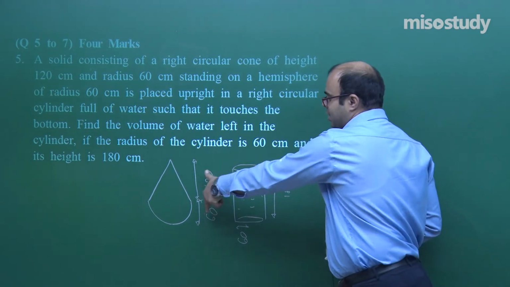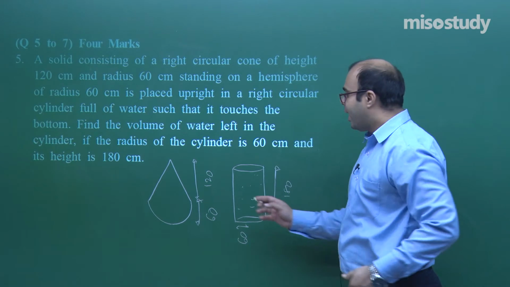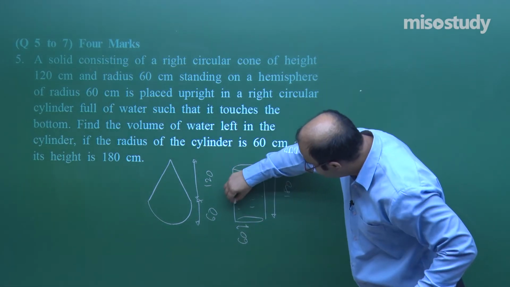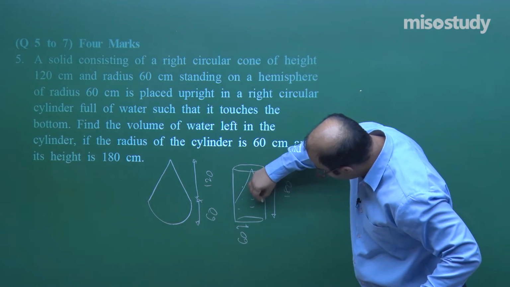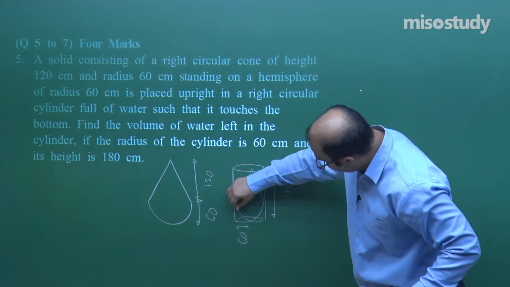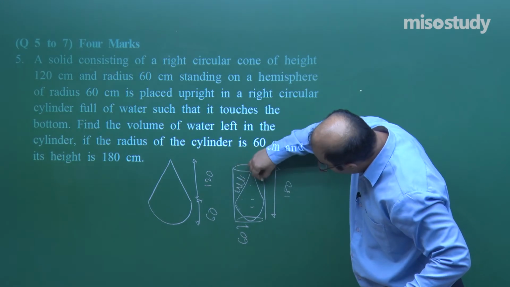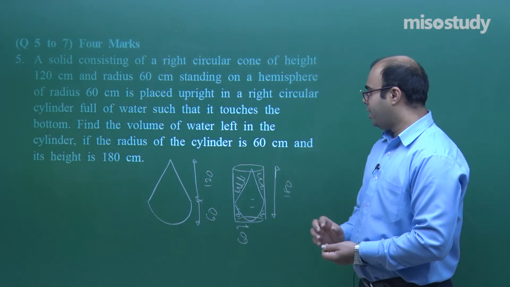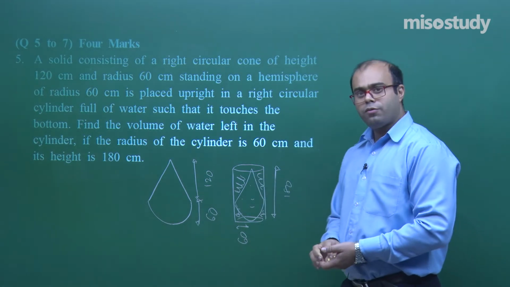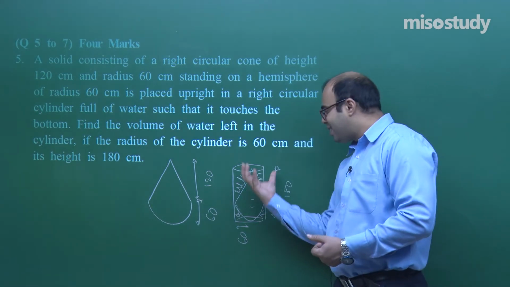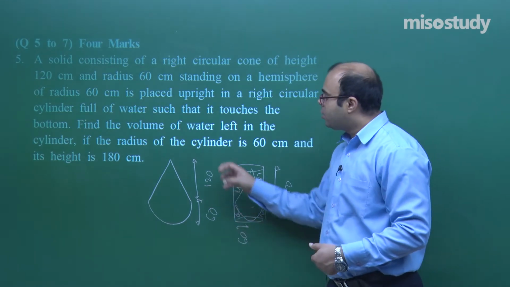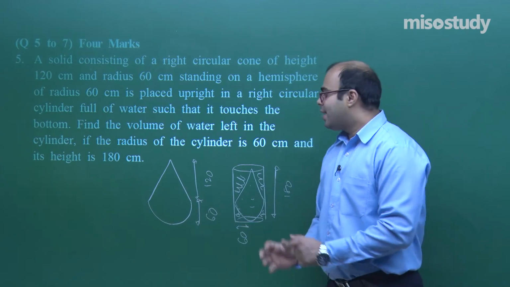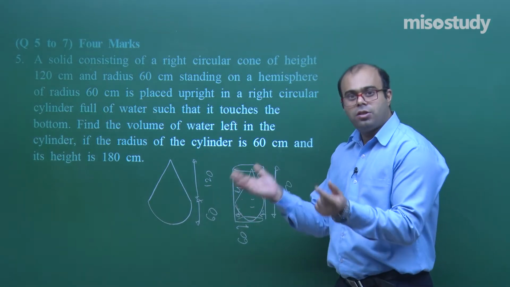Since the height is this, it will occupy the full volume except the water, which will remain somewhere here and here. If you put this over here, this is a cone, this is the hemispherical bottom. So the volume of water will be here, here, here and here. This will remain, and they are saying find the volume of water left. So students, you have to find the volume of this cylinder and subtract from that the volume of this particular solid, which is cone plus hemisphere. That is the volume which will be left, and that is the volume of water.